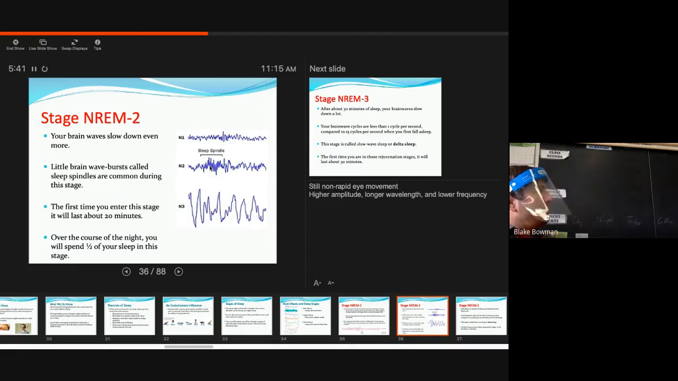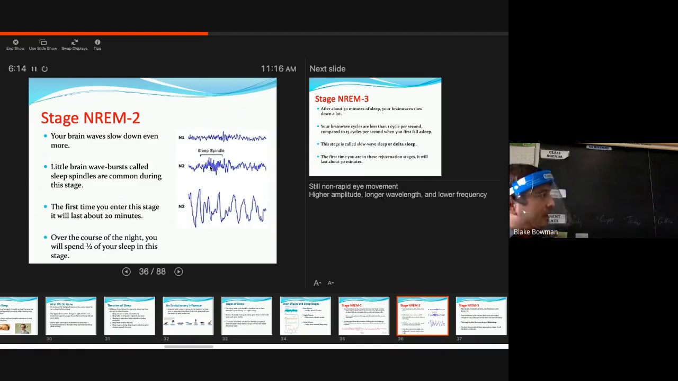So the first time you enter the stage, NREM2, is about 20 minutes. And again, we go through these different stages intermittently throughout the night. We might go into rapid eye movement for a short period of time, let's say later in the night, and we'll adjust through NREM2, 3, and your book says 4 in some cases, as we adjust through those stages throughout the night, and how you can maybe be easily awakened in certain moments.